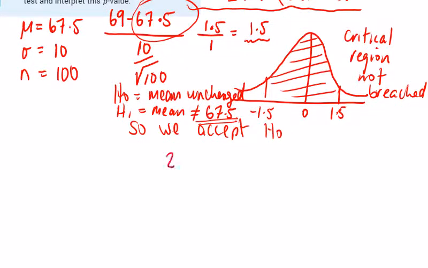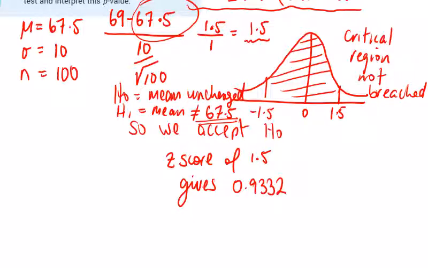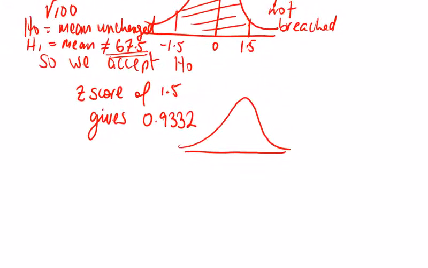Z-score of 1.5 gives, you don't have to write all this out, 0.93329332. So my sketch has got this tail. Look at the p-value as well if you wanted it, and you can do either one if you're not told a specific way. You can use the p-values here to do your hypothesis testing.